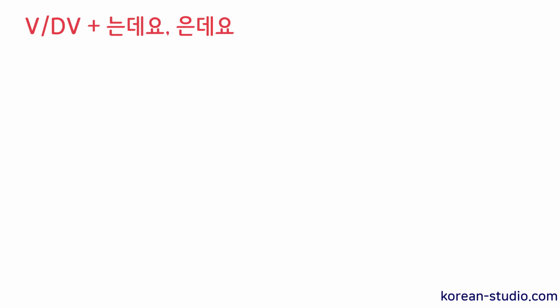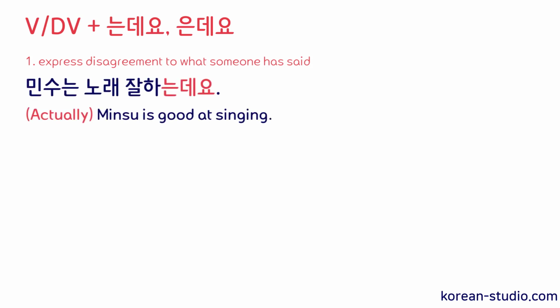The final verb ending in this lesson is 는데요. And 는데요 is a very common verb ending and has many different uses. And we'll look at 3 ways in which 는데요 can be used. First, we can use 는데요 to express disagreement to what someone has said. For example, if someone says that 민수 is not good at singing and you disagree with this view, you can say 민수는 노래 잘하는데요. And in this sentence, the use of 는데요 helps to convey a view that differs from the other person's view.